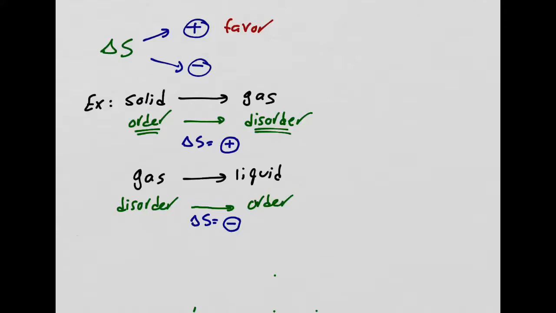If you go from disorder to order, delta S is negative. And messy is favored, disorder is favored. So remember that. So far, so good. Okay.